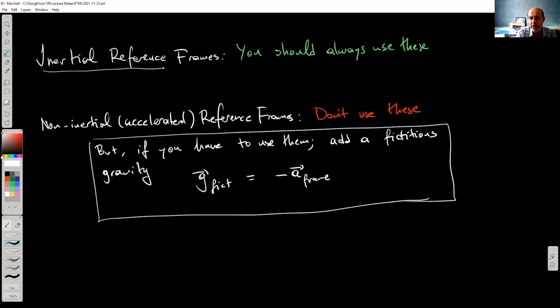So inertial reference frames are the ones that you should use, because all of the laws of physics are, without exception, always expressed in inertial reference frames. So we are always assuming that we are using inertial reference frames. As a result, some of these laws are not valid in accelerated non-inertial reference frames, okay? So just keep this in mind. So for non-inertial reference frames, don't use them, okay?